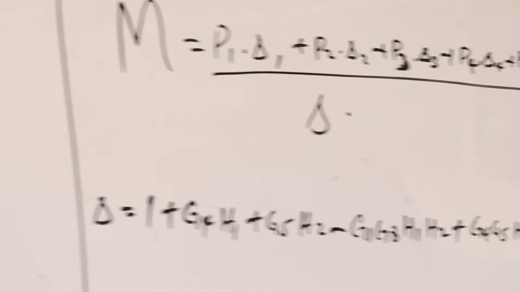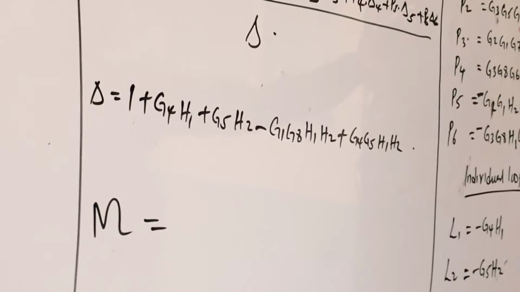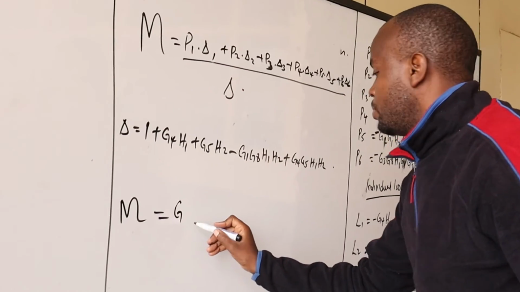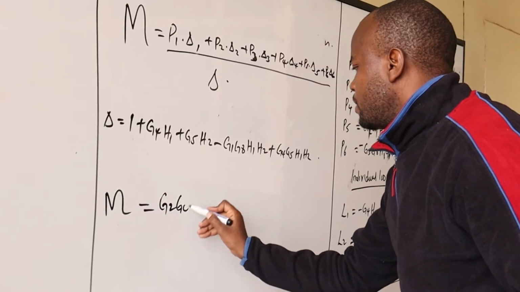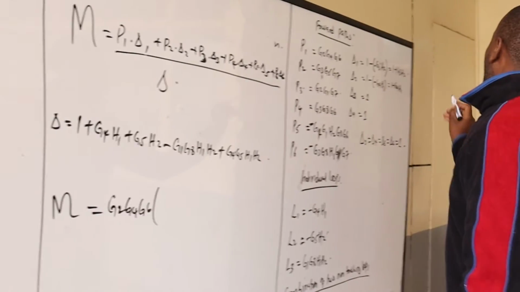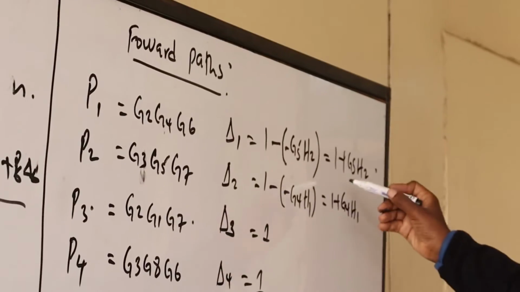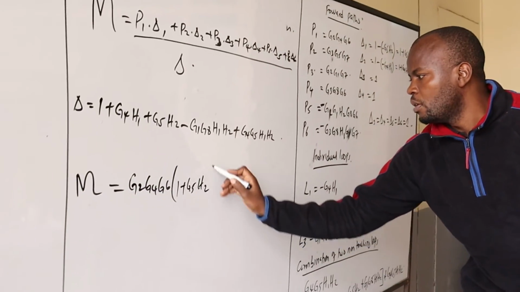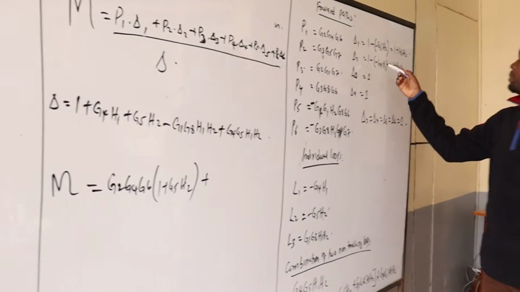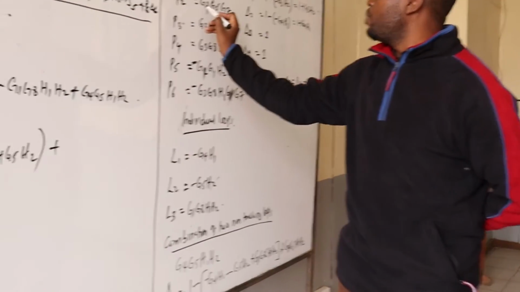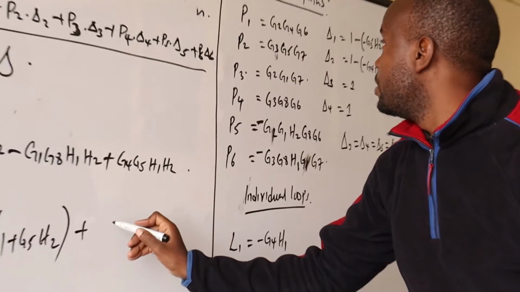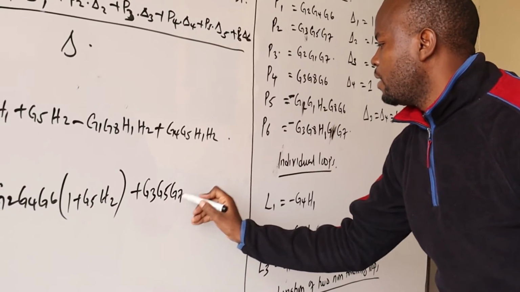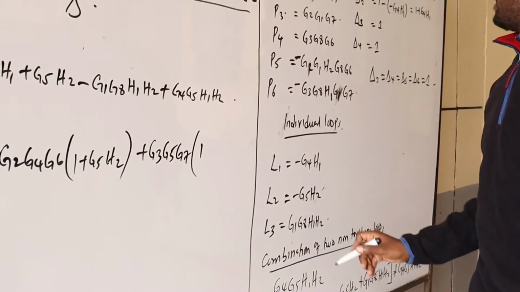Our M will be given by 1 now, P1 times the respective determinant, which is going to be G2, G4, G6 into bracket 1 plus G5 H2, close the bracket, plus P2 times the respective determinant, that is G2, G3, G5, G7 into bracket 1 plus G4H1.